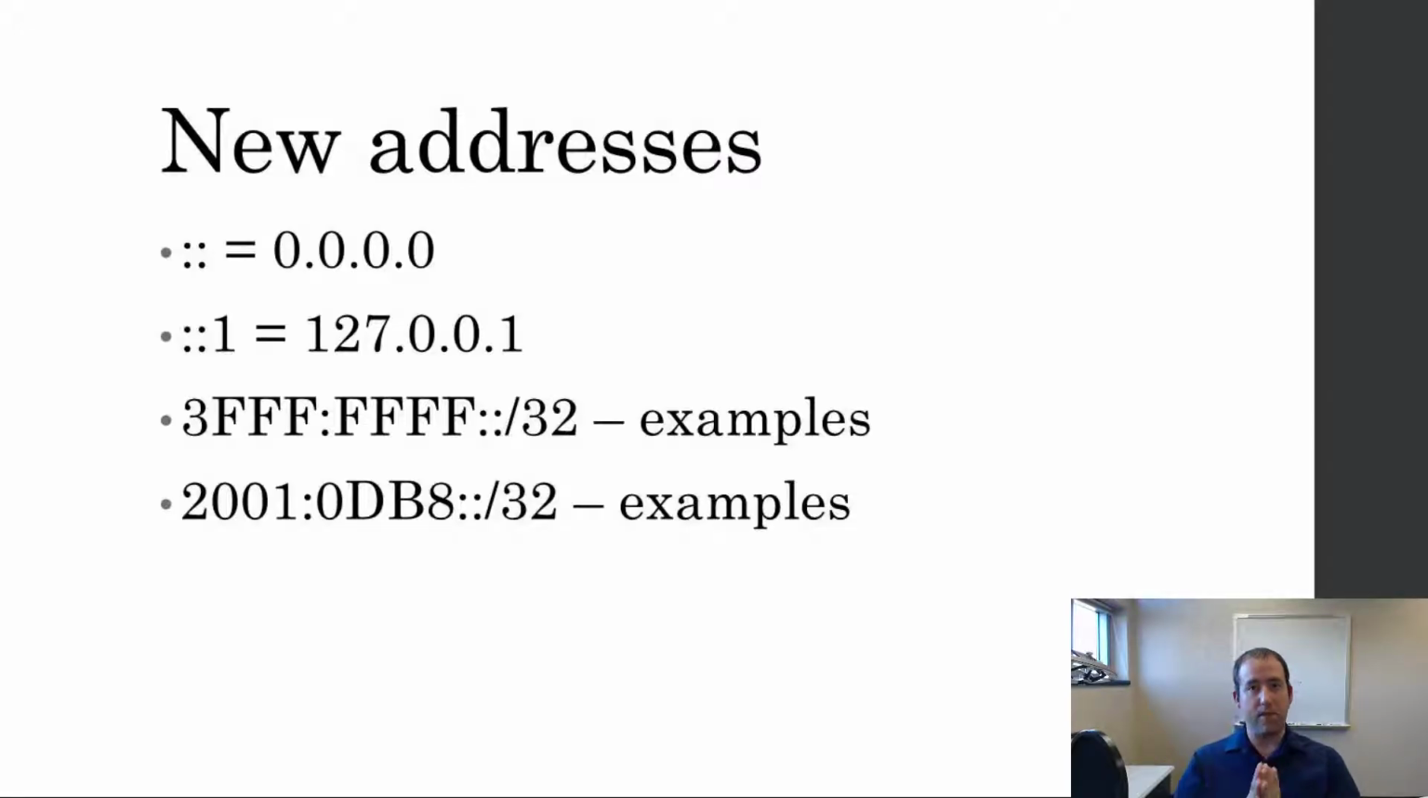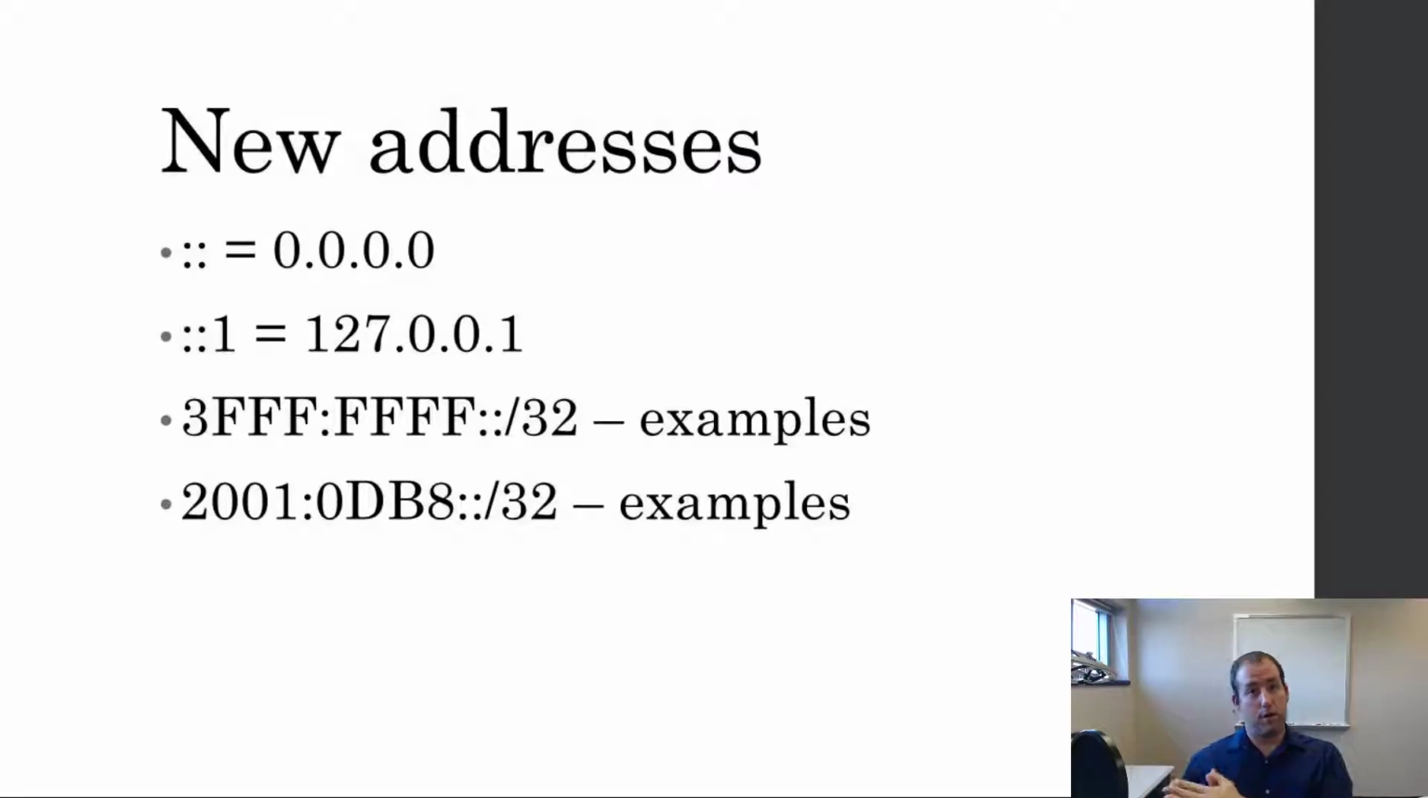0.0.0.0 in IPv4 represents essentially all IP addresses. If you set up a connection to listen on your computer, you would probably set it to listen to 0.0.0.0, which means any IP address coming in, I'm going to listen to that. In IPv6, that's represented with colon, colon. So it's even shorter to write in IPv6 than it is in IPv4.